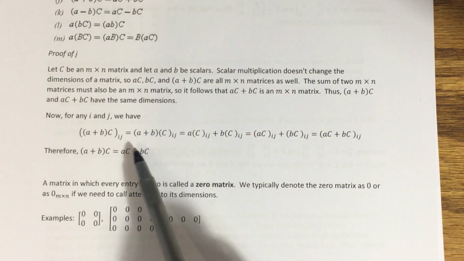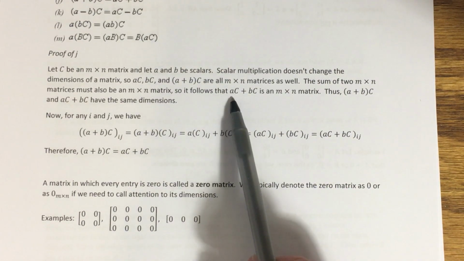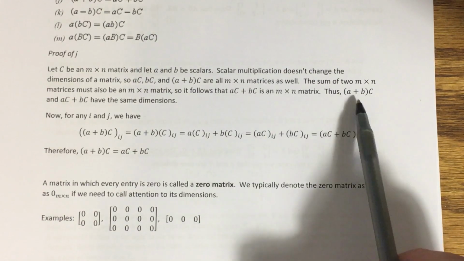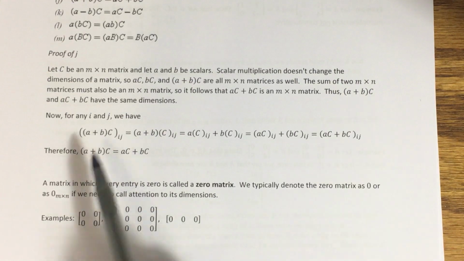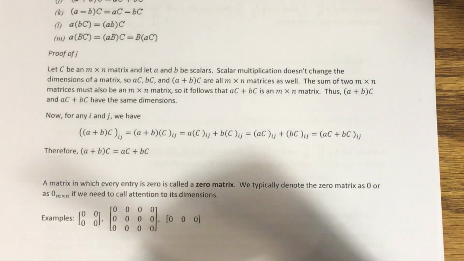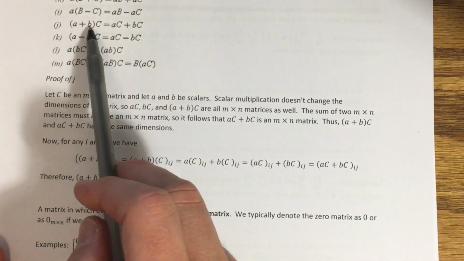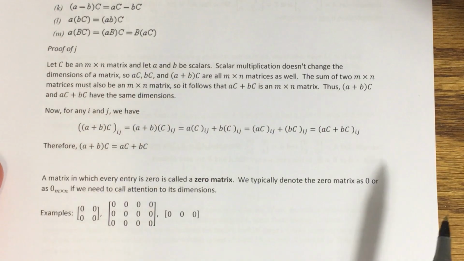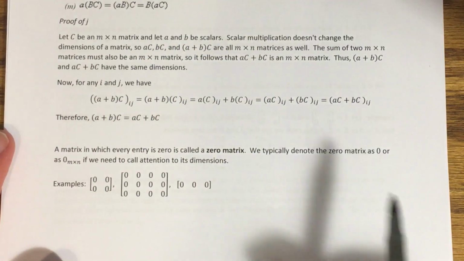So what that tells me is that AC plus BC is also an m by n matrix. Therefore, AC plus BC and (A plus B) times C are both m by n, so they have the same dimensions. That shows that the matrix on this side has the same dimensions as the matrix on that side. We need that explanation before we launch into this other part of the proof.